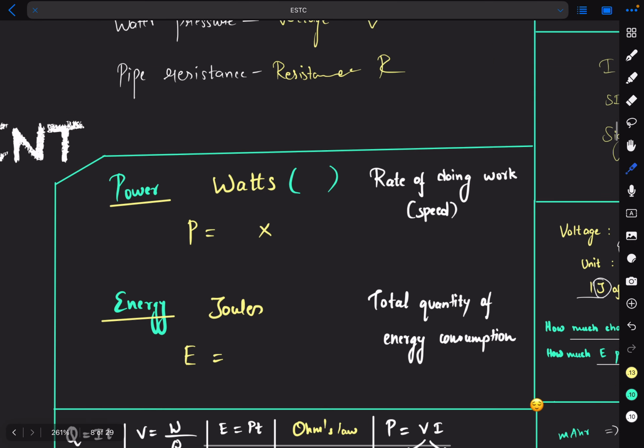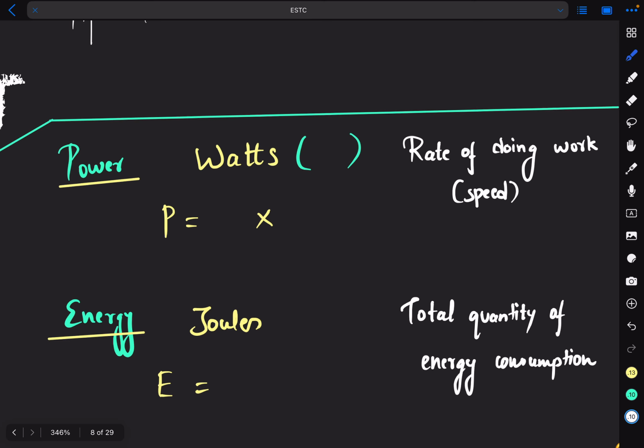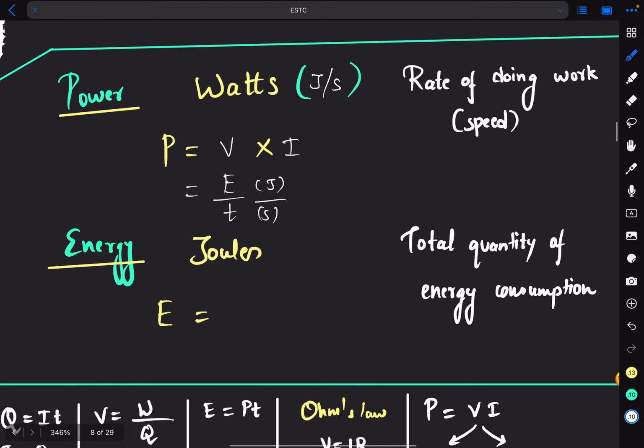Now let's understand power. Power is nothing but the rate of doing work. With what speed you do a particular work measures your power, correct? So power can be measured as voltage times current, or you can write energy by time. This is the formula for power. The SI unit of power is watts, and you can also write joule per second because energy is in joules and time is in seconds. Now, what is energy? It is nothing but the total quantity of energy consumption.